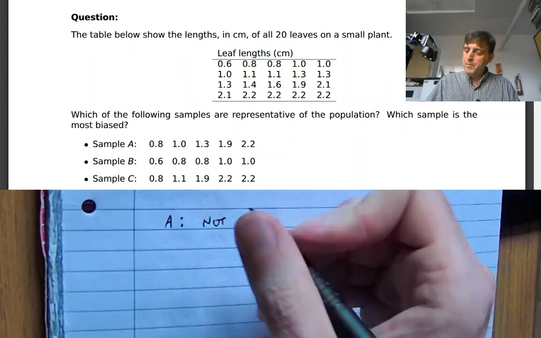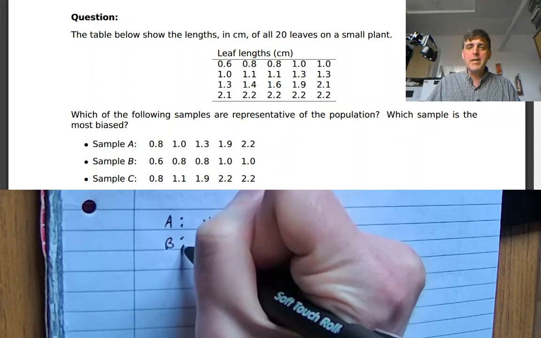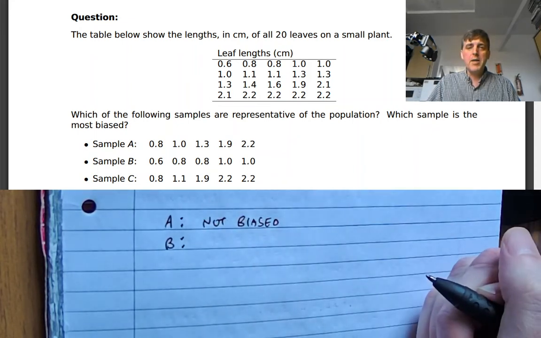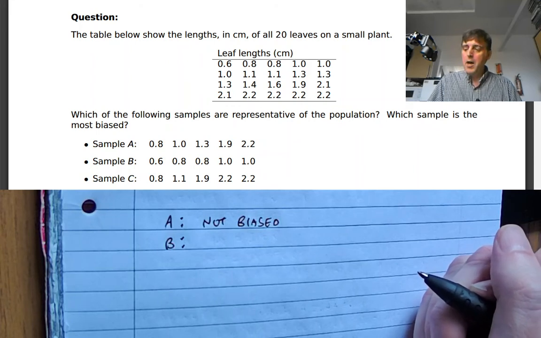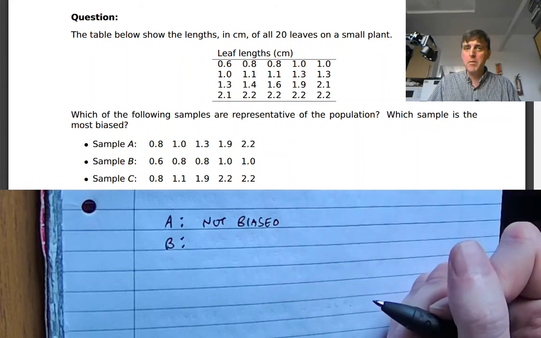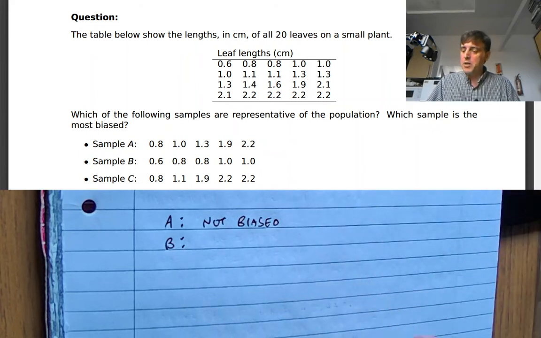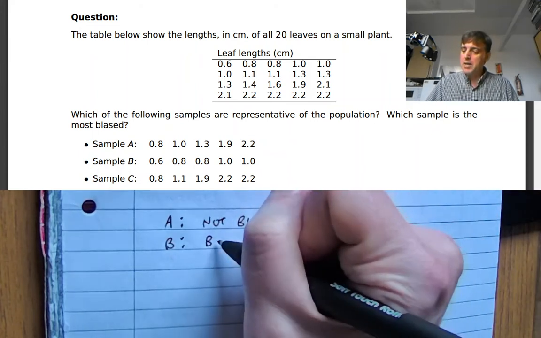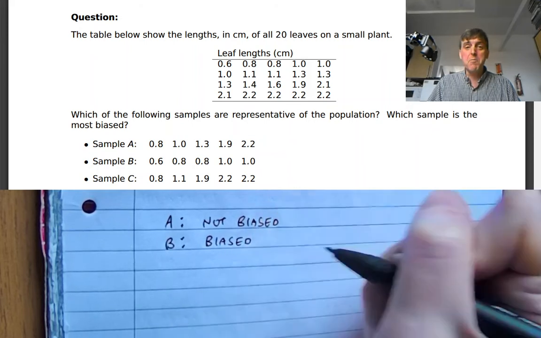If we look at sample B, well, clearly what we've done in sample B is I just took the first 5 numbers in the set of data. So I just took the lowest 5 numbers, the smallest leaves there, and clearly that's not going to represent the whole population. It's only going to represent the smallest leaves in the population. So that is, I would say, a very biased sample.